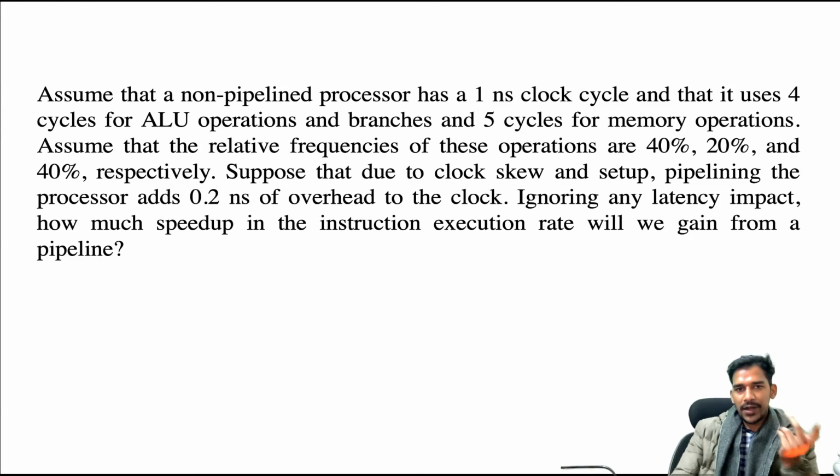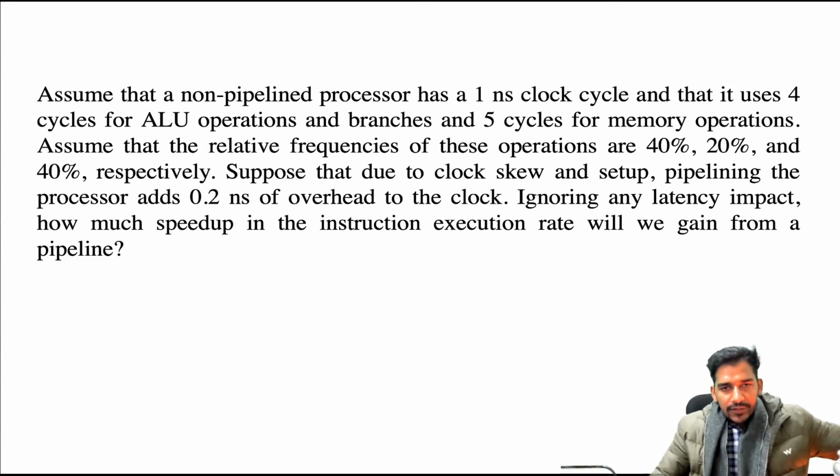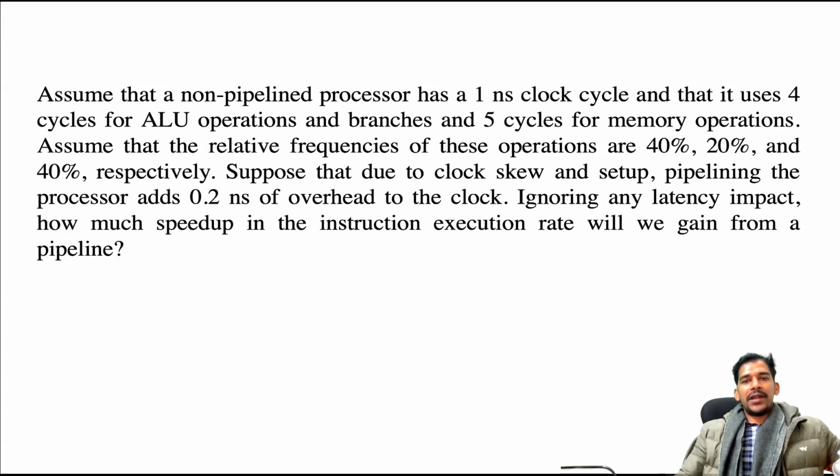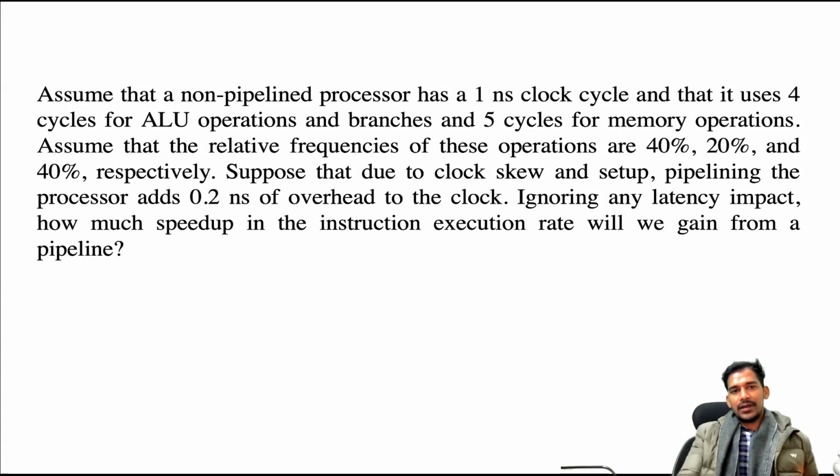So for example, look at this particular example. You will understand how the pipelining processor may become slower. Assume that a non-pipeline processor has 1 nanosecond clock cycle and that it uses 4 cycles for ALU operations and branches and 5 cycles for memory operations. Assume that the relative frequencies of these operations are 40%, 20% and 40% respectively. Suppose that due to the clock skew or setup, the processor adds 0.2 nanosecond of overhead to the clock.